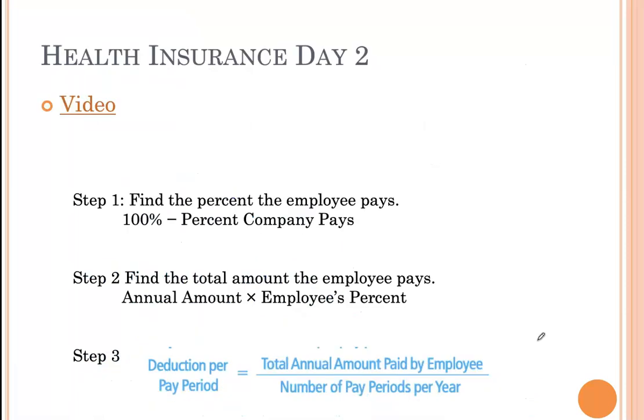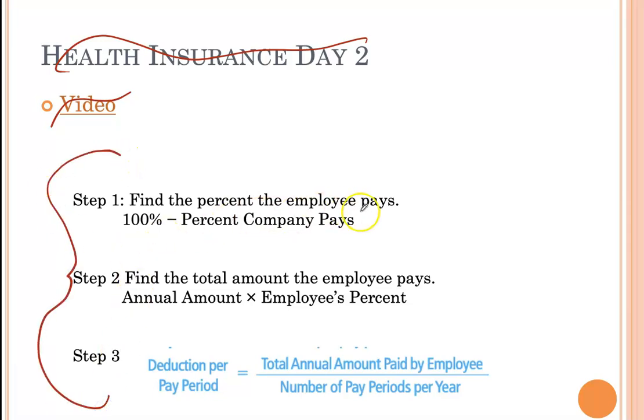So these three steps right here will help you. Here are the three steps. You find the percent the employee pays. Then you find the amount the employee pays: you multiply the annual amount times the employee's percent. From what you get here, we'll go here, and then you divide that. So these three steps are what you're going to do.